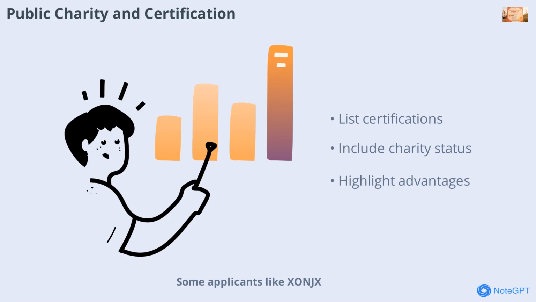Some applicants, like XONJX, operate as public charities and may hold certifications such as SDVOSB. These designations can impact eligibility and may provide additional opportunities for funding. Be sure to include all relevant certifications and charity status in your application.